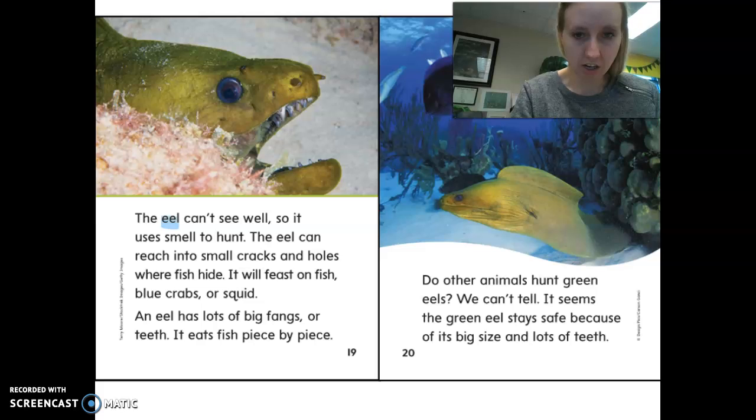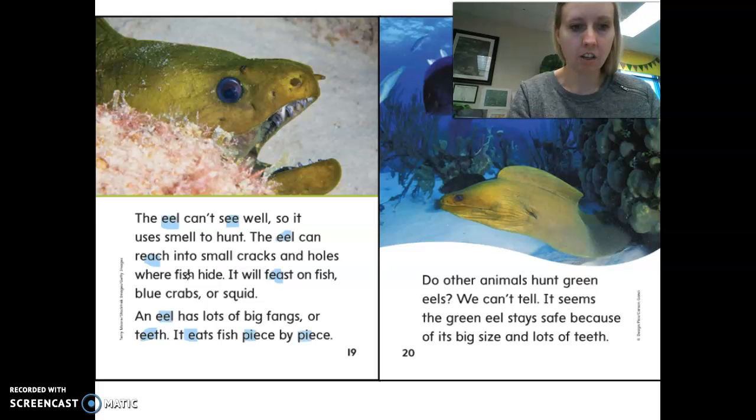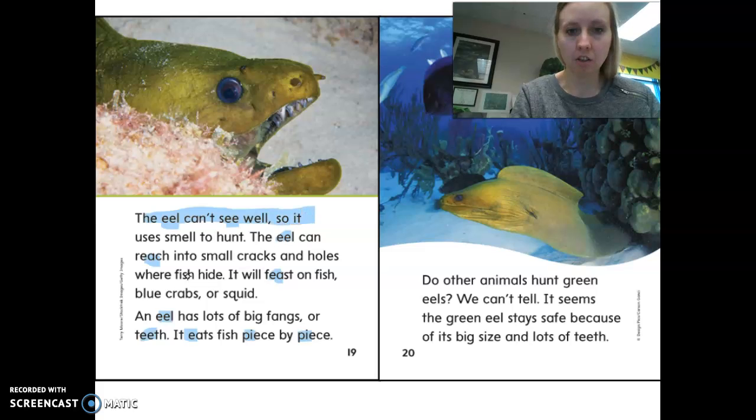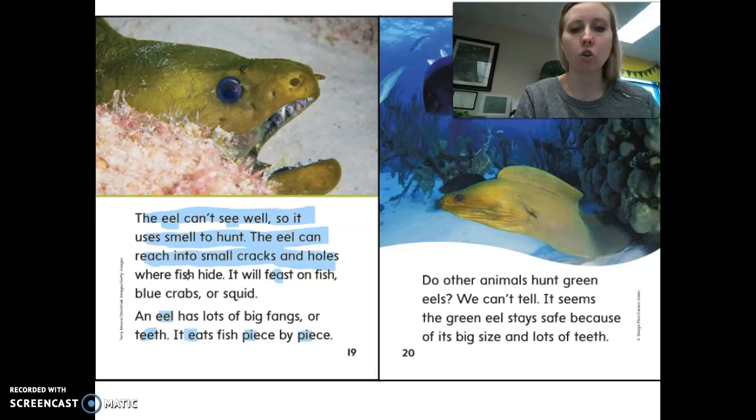Okay, let's look for E's again. Okay, here we go. Ready? The eel can't see well, so it uses smell to hunt. The eel can reach into small cracks and holes where fish hide.